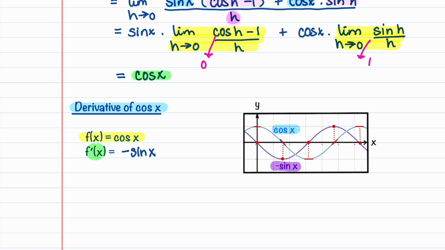When x is equal to 0, the slope of our cosine function is 0, and that's what minus sine x is equal to. When x is equal to pi over 2, the slope of our cosine function is -1, and that's the value of minus sine x. And that continues for the rest of the graph. And that's why the derivative of cosine x is minus sine x.